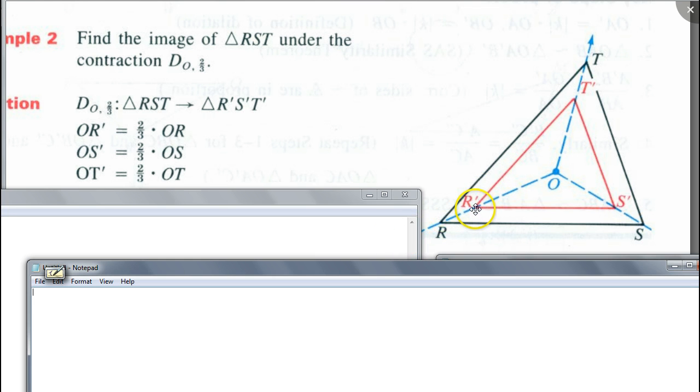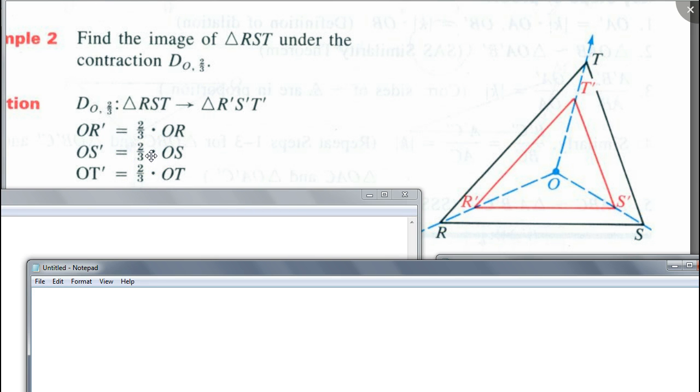And how do I get R prime? If I were to divide this OR into 3 pieces, R prime would be on the 2/3 of it. Does that make sense? So look at OT. The T prime will be on the ray OT, and if I were to divide this segment OT into thirds, the T prime will be on the 2/3 of it. Same will work for the S. Does that make sense? Do you see how this dilation works?